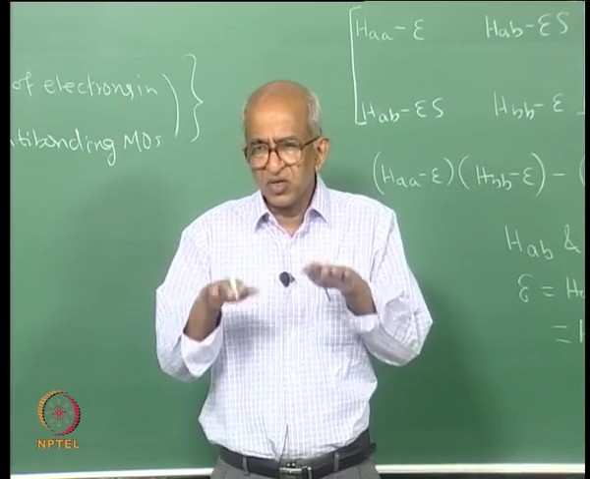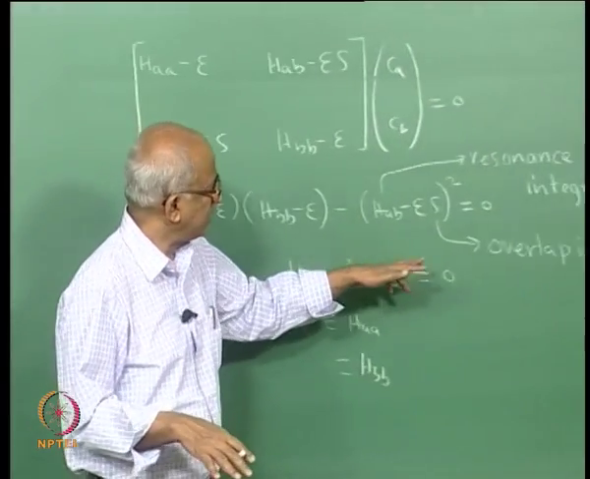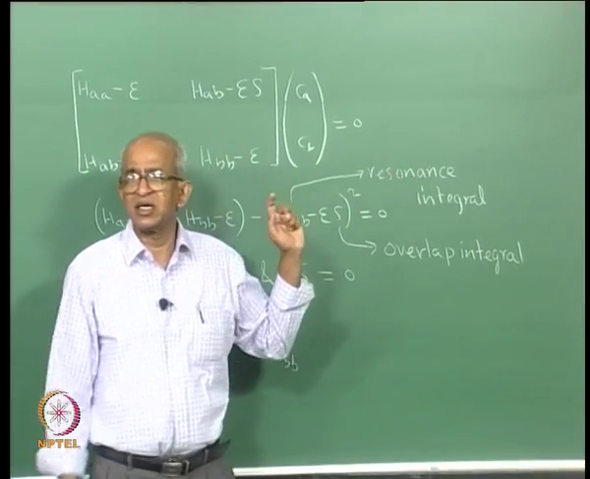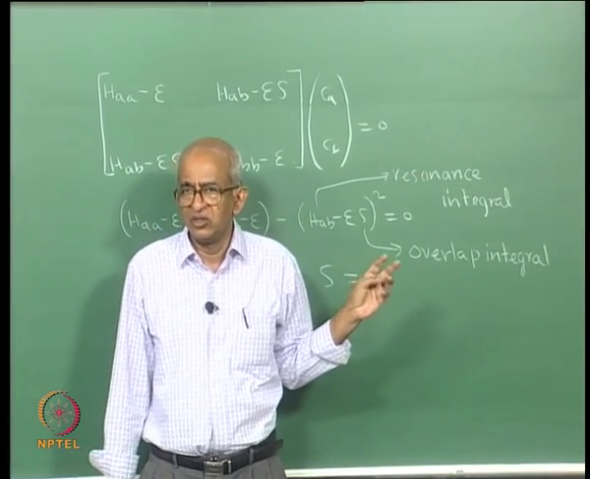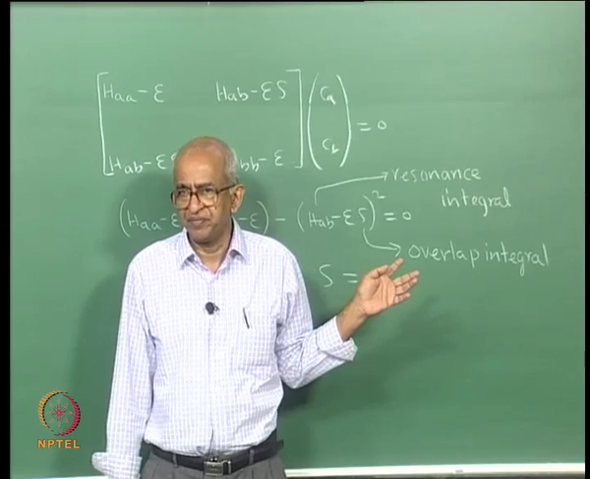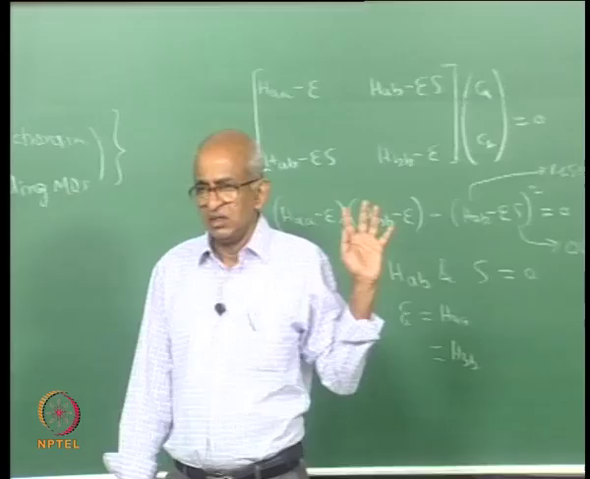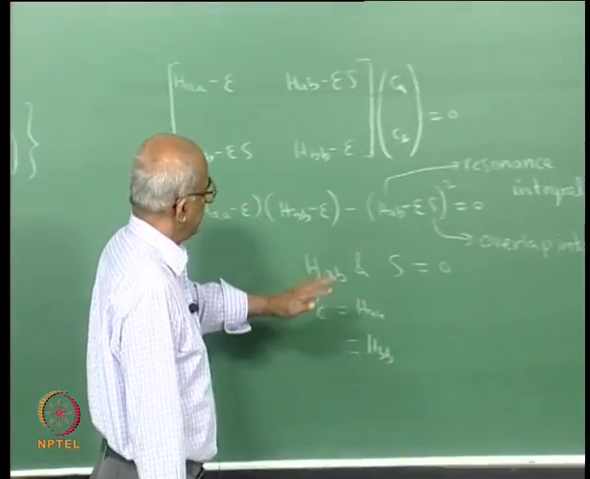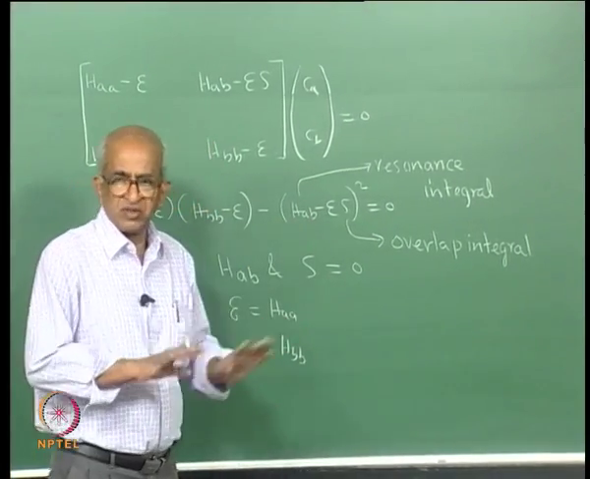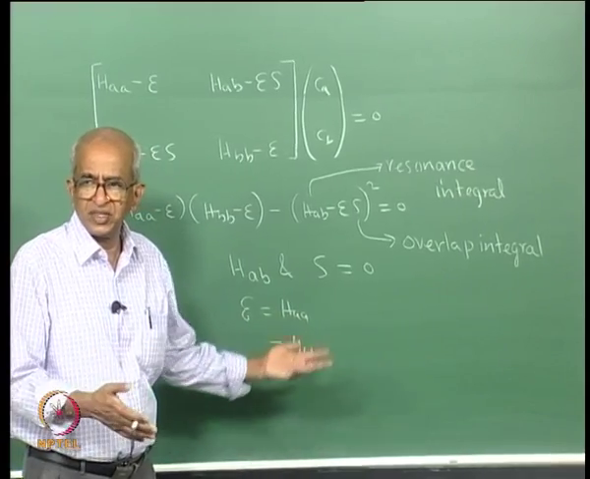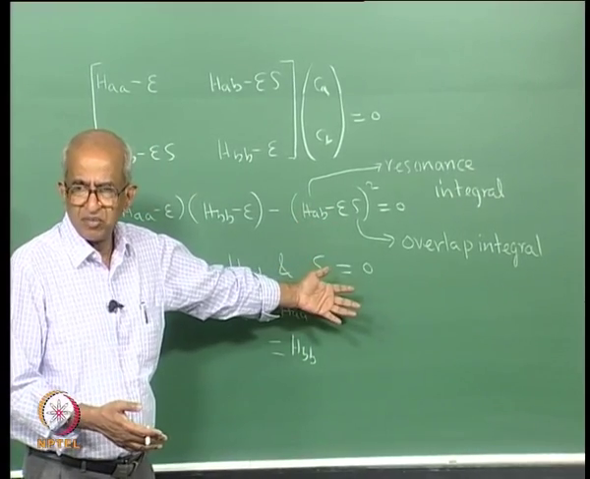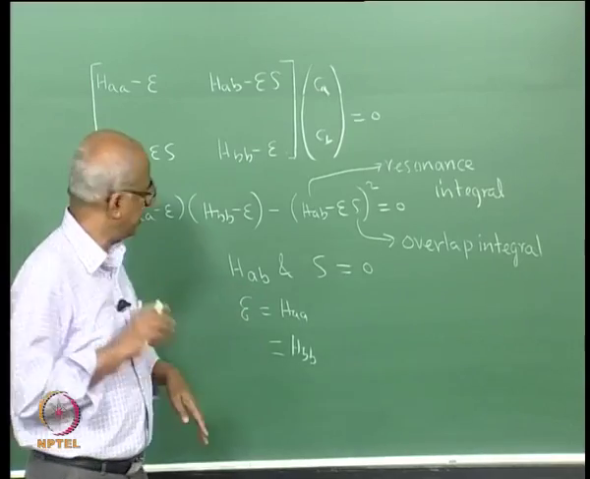So, if two atomic orbitals are to interact, what should happen is that the overlap integral and the resonance integral both must be non-zero. Okay. Right. So, at least HAB has to be non-zero. If HAB is non-zero, then obviously the orbitals will interact and form molecular orbitals.